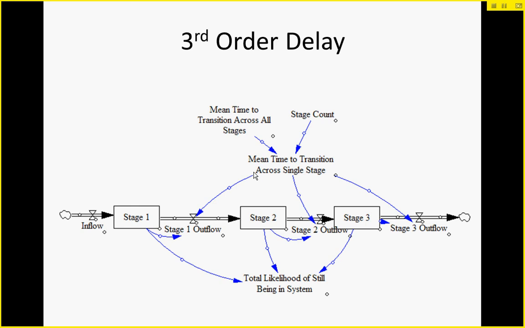If you have a stock, a simple first order delay, and you have a certain chance per unit time of leaving, say a 5% chance per unit time, 0.05, what's your mean time in that stock?